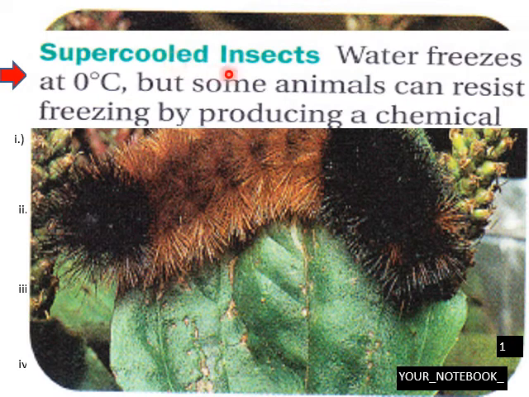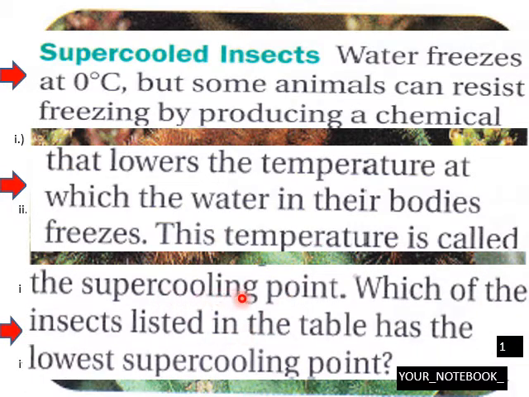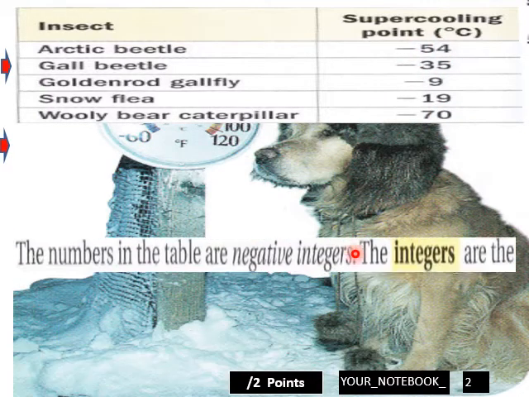Enter your notebook, students. Supercooled insects. Water freezes at 0 degrees centigrade, but some animals can resist freezing by producing a chemical that lowers the temperature at which the water in their bodies freezes. This temperature is called the supercooling point. Which of the insects listed in the table has the lowest supercooling point? So copy this down, put this in your notebook, slide 1. We're going to at least have a table here showing these supercooling points, negative 54 Celsius, etc. So these are supercooling points.